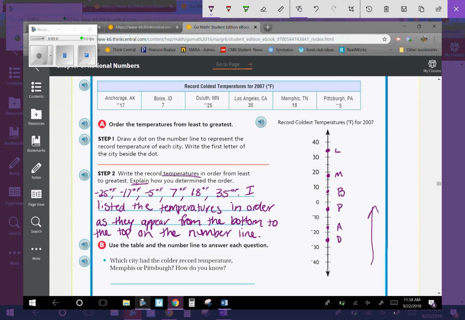B says use the table and the number line to answer each question. Which city had the colder record temperature, Memphis or Pittsburgh, and how do you know? So looking from the bottom, going up, does Memphis or Pittsburgh come first? That would be Pittsburgh. And I know that because negative 5 is below 18 on the number line, which tells me that it is lower or colder.